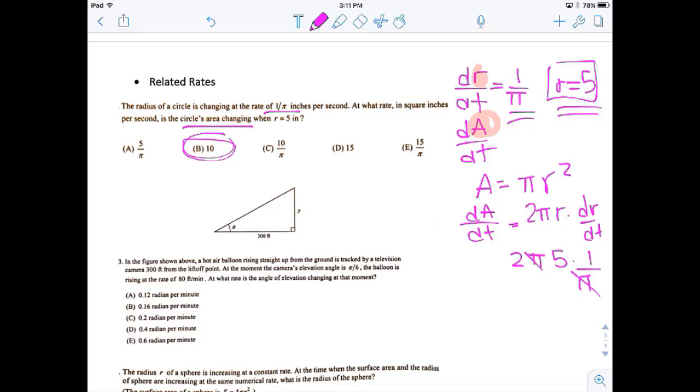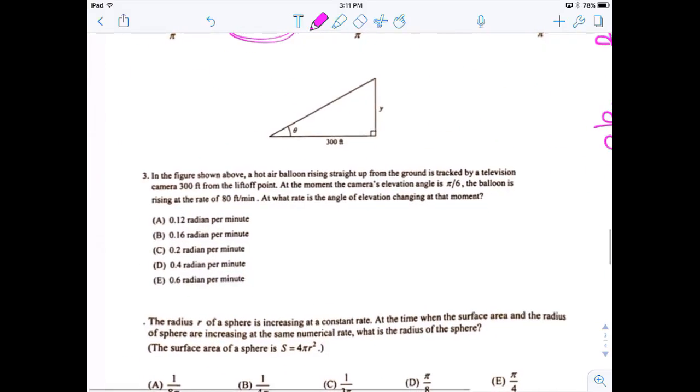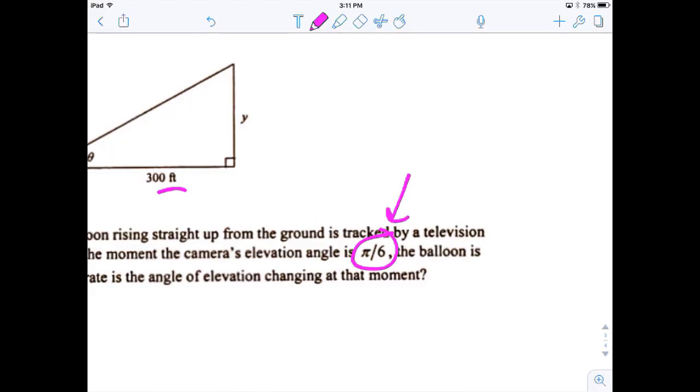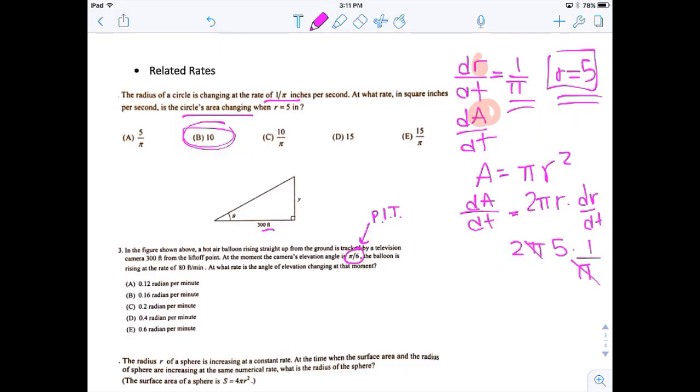All right, let's look at another one. Let's get a little harder. So in the figure above, a hot air balloon is rising straight up from the ground and is tracked by a television camera 300 feet from liftoff point. And luckily, they labeled that for us. At the moment when the elevation is pi/6, so this is not always true, right? This is at a point in time. The balloon is rising at a rate of 80 feet per minute. And rising would be the rate that this changes.